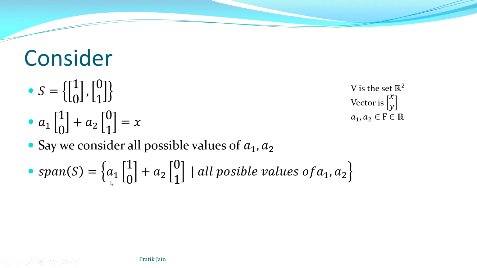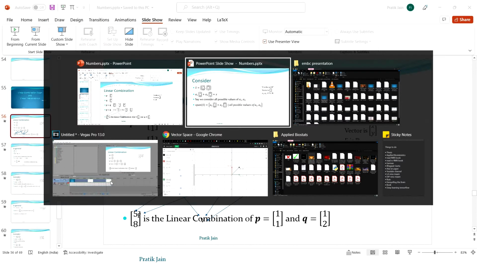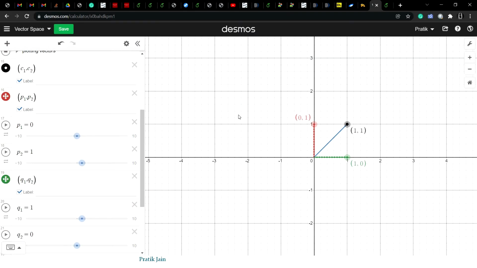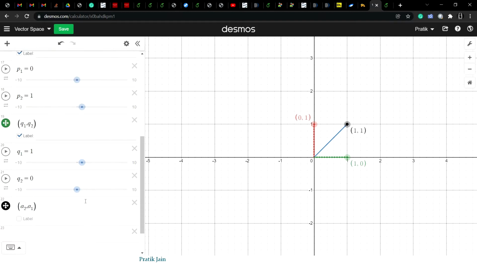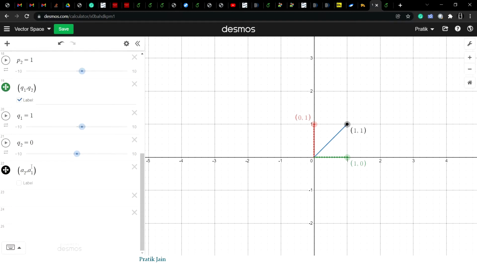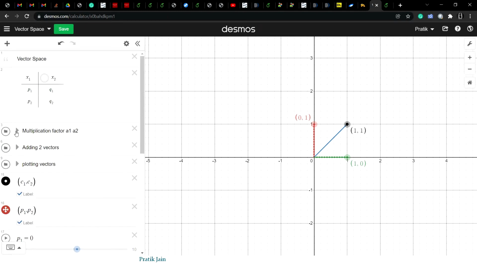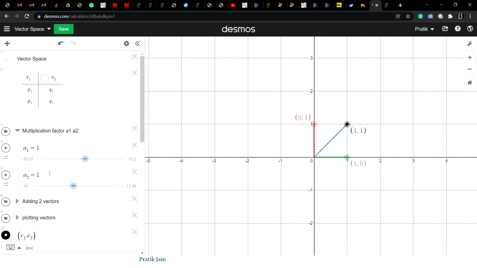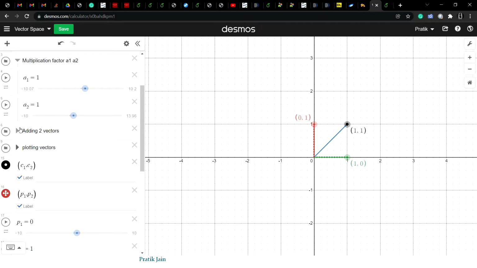Let me quickly go to Desmos and I'll show you something. These are the two vectors that I've plotted over here. 0 comma 1 is the first vector, and 1 comma 0 is the other vector. Now if you see, I have this black thing that is a1, a2. These are my multiplication factors. What I've done is, the equation is over here.